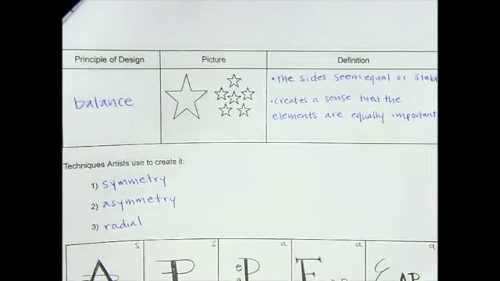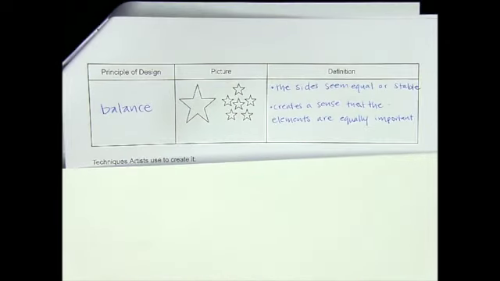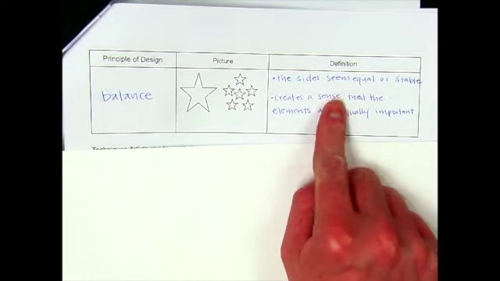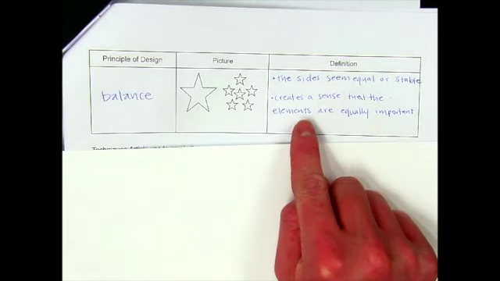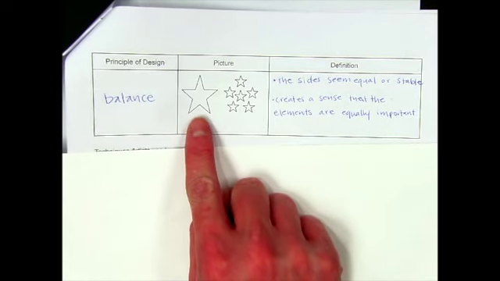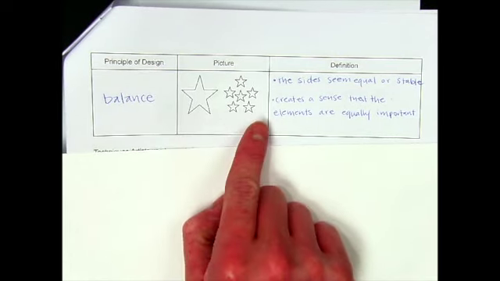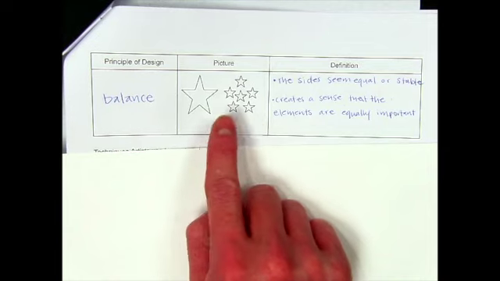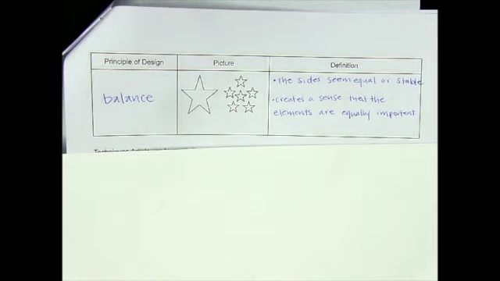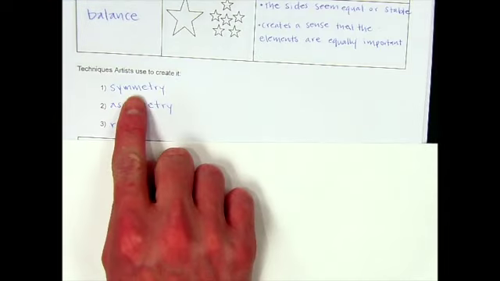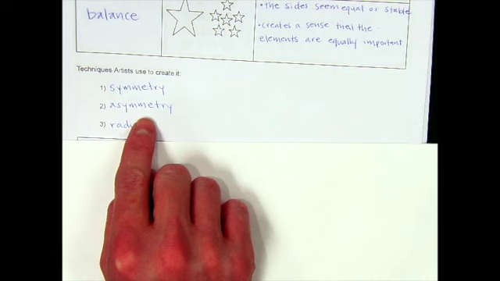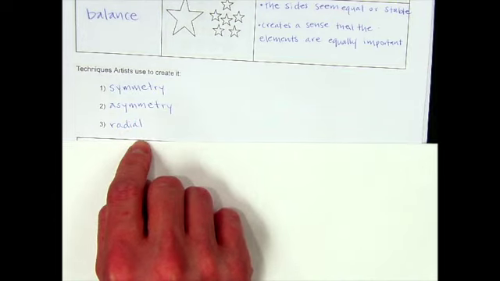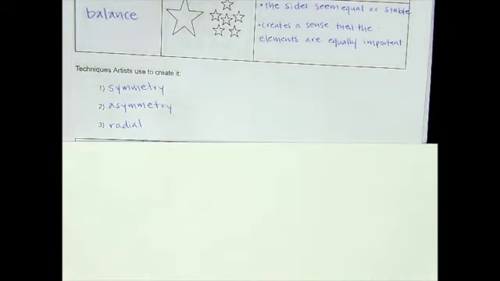Next element we're going to talk about is balance. Balance is when the sides seem equal or stable. It creates a sense that the elements are equally important. So if I look at this little artwork right here, I have one big star, but it's big, and I have many little stars. So it seems like these 2 balance each other out. So how do artists create balance in their artwork? They use symmetry, asymmetry, and radial symmetry. Let's talk about what each of those are.